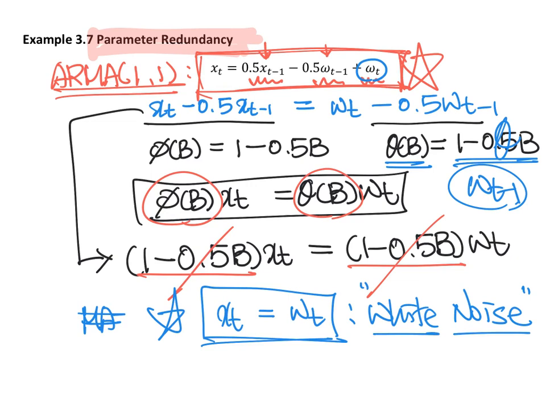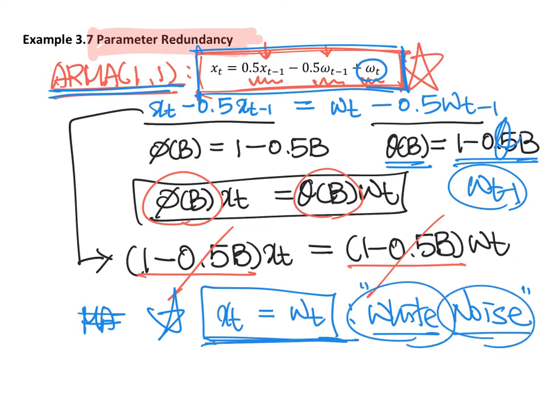So even though the very beginning looks like ARMA(1,1), it is exactly the same as just white noise. We just cancel out the same operators, the AR operator and MA operator. We can factor, then cancel out the same factors. So we can reduce the parameters and make a smaller model. That is the topic of parameter redundancy.